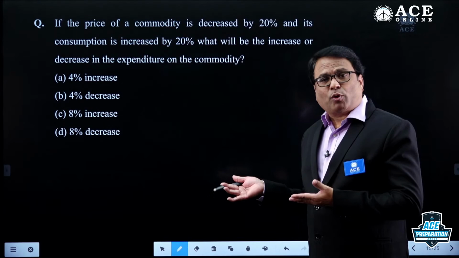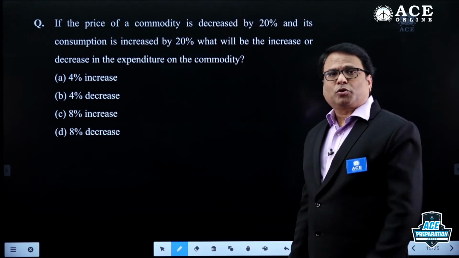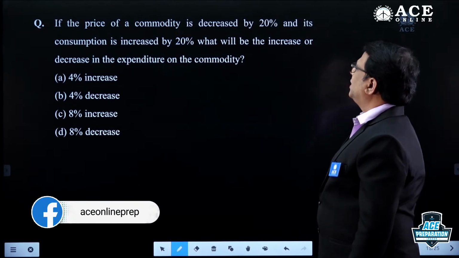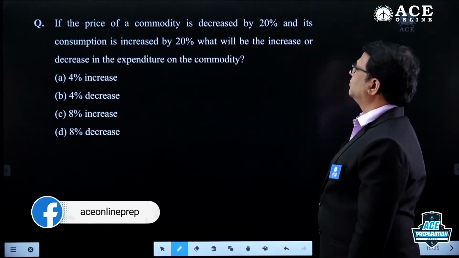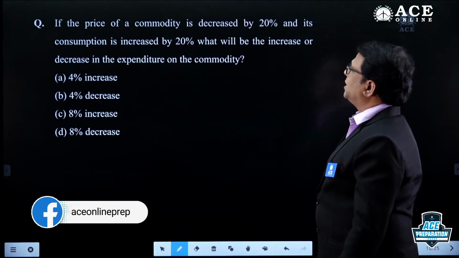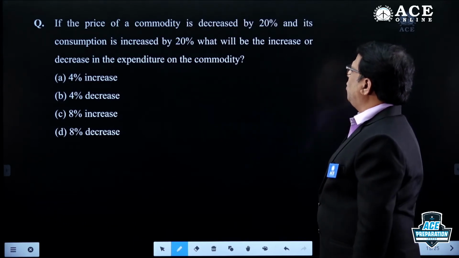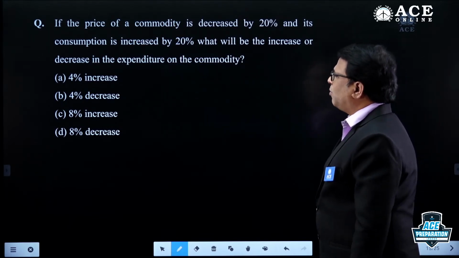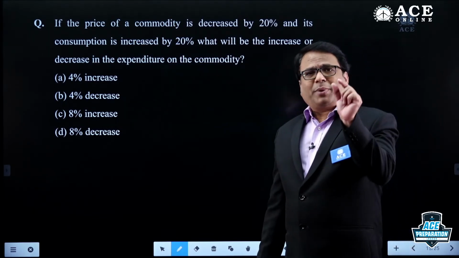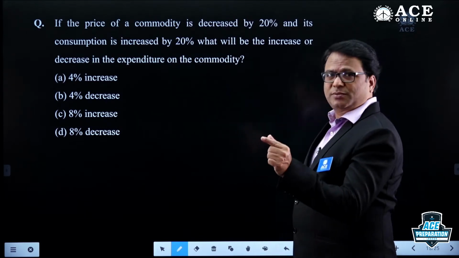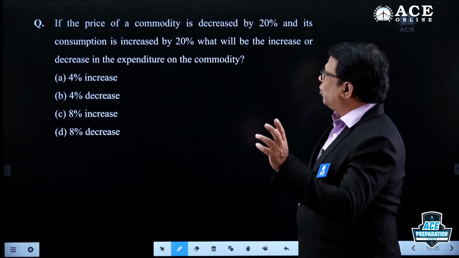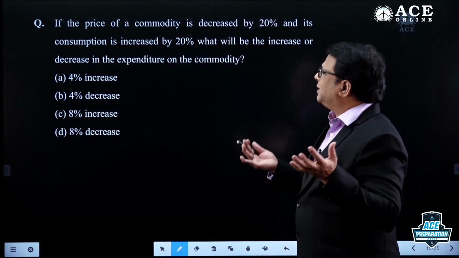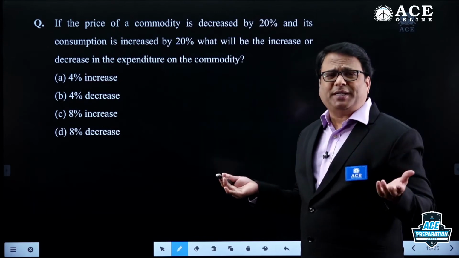Now we have already done a problem like this. Now we'll do one more question. If the price of a commodity is decreased by 20% and its consumption increased by 20%, what will be the increase or decrease in the expenditure on the commodity? So, price is decreased and therefore consumption increased by 20%. Then what will be the increase or decrease in the expenditure?